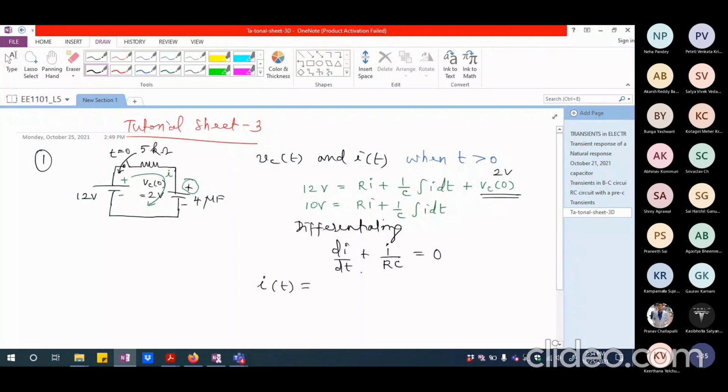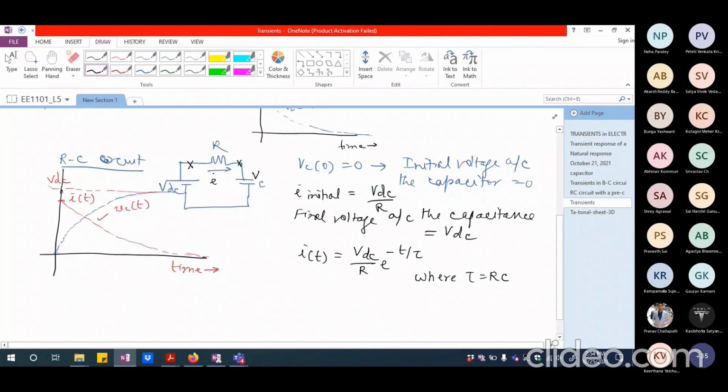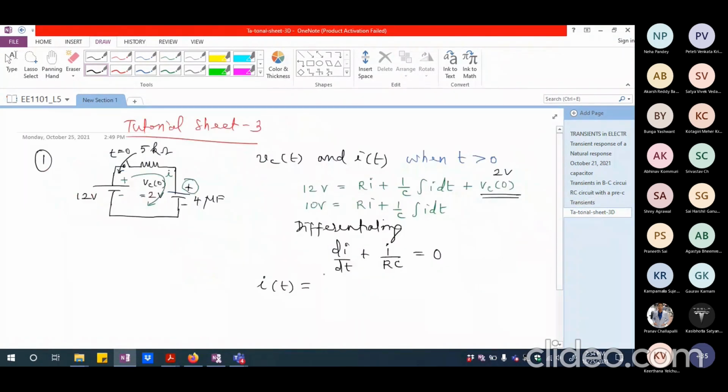So please recall what we did as the derivation in the class. I am not asking you to memorize it, but you should know how we did it. And the general expression for the current in an RC circuit, what we wrote here, right? We did write that VDC by R multiplied by e power minus t by tau. So the same thing we have to write here also, which is going to be VDC or whatever is the initial current, which I have to determine, I initial multiplied by e power minus t by tau, where tau is RC.